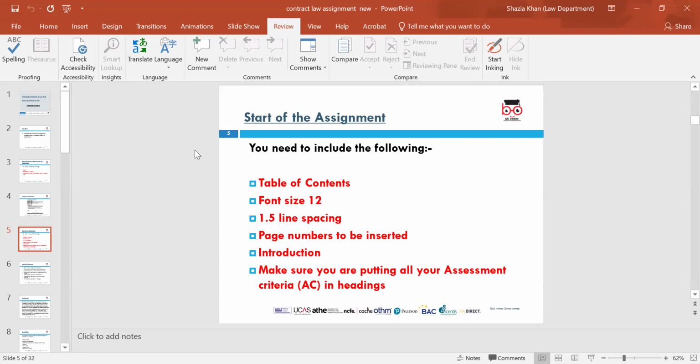So if you have a task to do and you have 5 assessment criteria within that, make sure each assessment criteria, so it could be the first one, 1.1, make sure it is within the headings that are on the feedback sheet, not what you want to put in the headings. The wording needs to be the same. So you really need to make sure that the wording is the same and make sure you are clear on that as well.